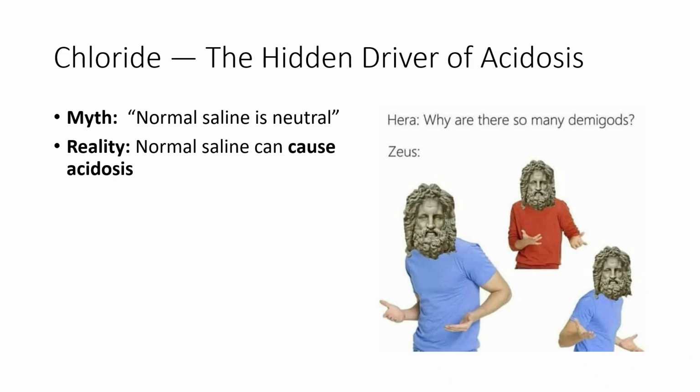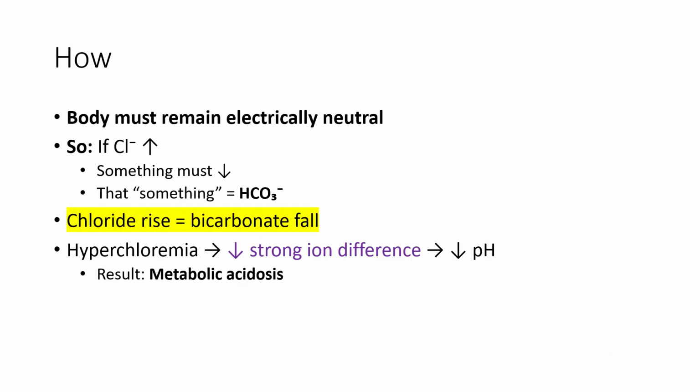Then again, we just saw how chloride is very important for excretion of bicarb due to the presence of the chloride-bicarb exchanger in the beta intercalated cell. So we will see a bit more about it. The thing is, we always study that normal saline is neutral. However, that is not the reality. It is a myth. Normal saline can cause acidosis.